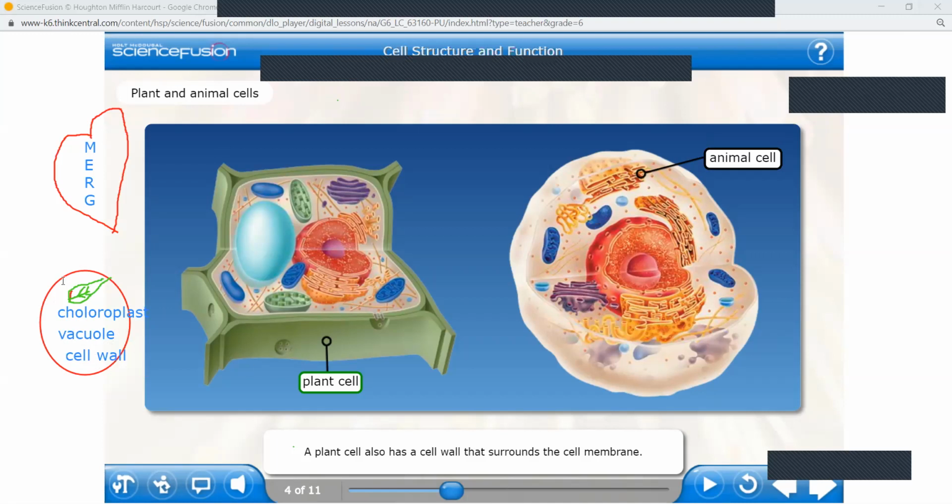If you want, you can make a leaf somewhere in the notes and draw this and just remember that this is for plant cell. CVC: chloroplast, vacuole, cell wall. And when I say MERG, it's present in everything. Mitochondria in both. Endoplasmic reticulum in both. R is ribosome in both. G, Golgi complex in both.